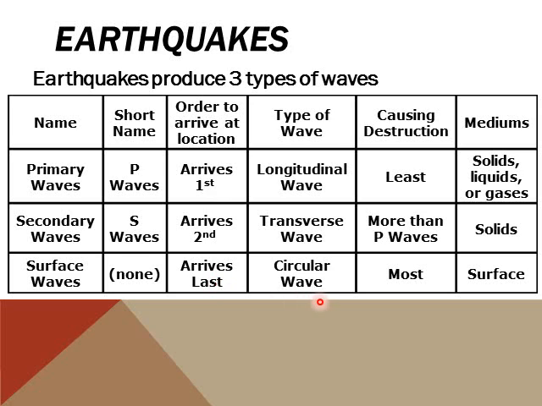It's a circular wave, so it includes that back and forth motion by the longitudinal wave as well as the up and down motion by the transverse wave, and this is what causes the most destruction, and it only occurs at the Earth's surface. So the destruction is caused mostly by the surface wave than it is the other two types of waves.